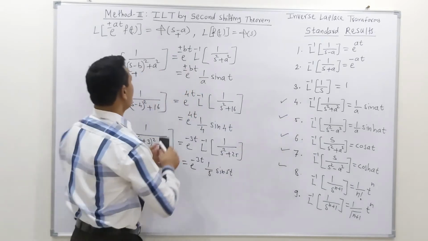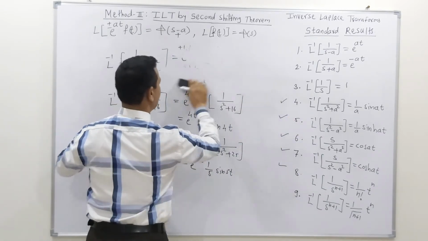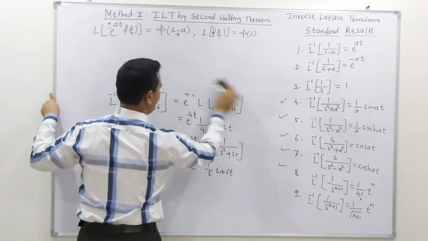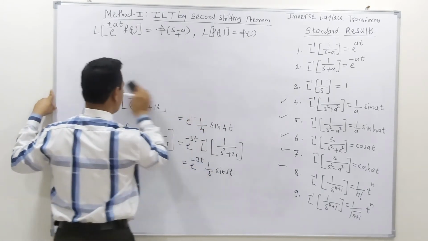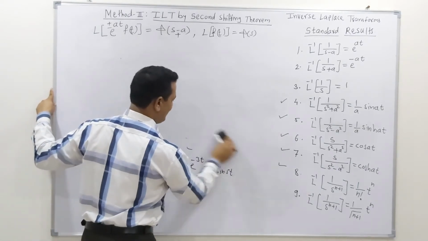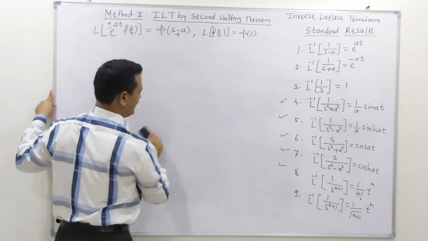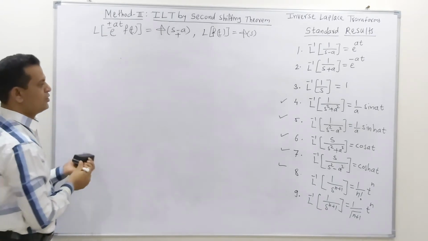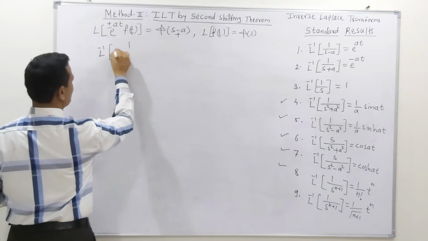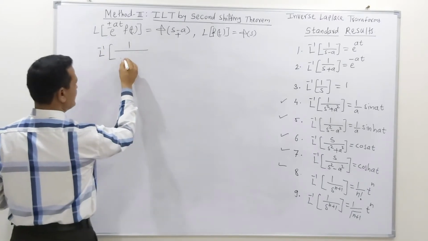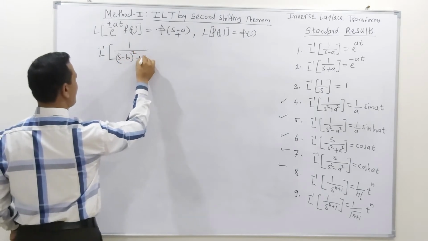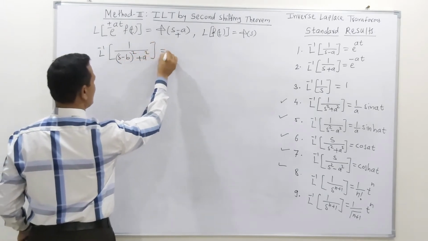Now let's discuss how to apply the second shifting theorem for inverse Laplace transformation for result number 5. For result number 5, the concept is again very much the same, only the sign between the two terms in the denominator is minus. So we can write this as inverse Laplace transformation of 1 upon (s minus b) whole square plus a square is equal to.